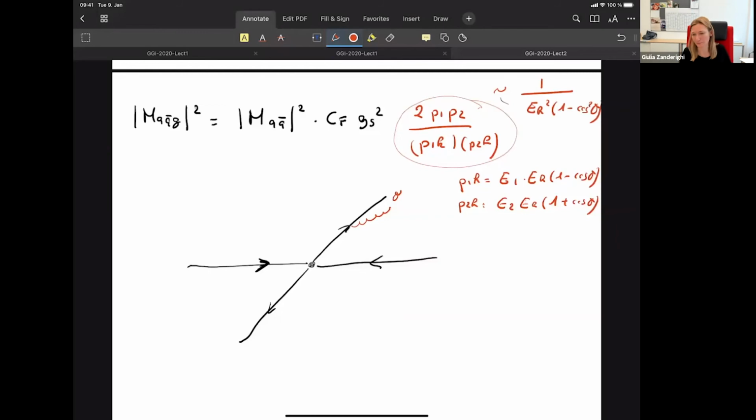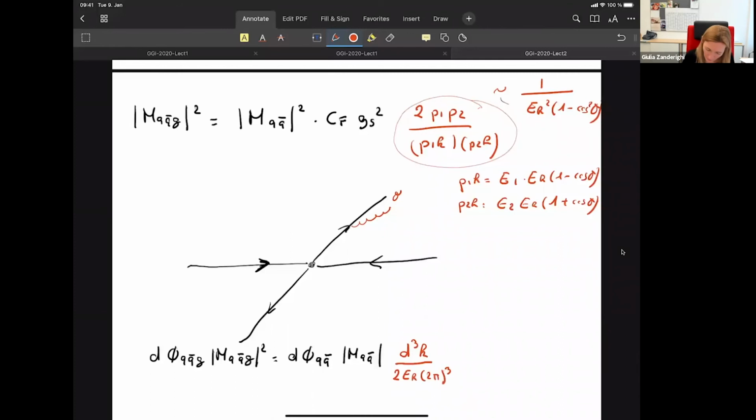Okay. And now what you have to do is take this and also integrate it over the phase space. So what you're really interested in, if you want to compute a cross section, is the integral of this full matrix element here. This is what you really need. And one can write it as the dΦ for the q q-bar, and then this amplitude M q q-bar, which is the hard part we're not really interested in. And then the soft part takes this form. So this is d^3K, the Lorentz invariant phase space for the gluon, which you are certainly familiar with. And then you have this C_F g_s squared, times a factor of 1 over E_K squared (1 minus cos squared theta).